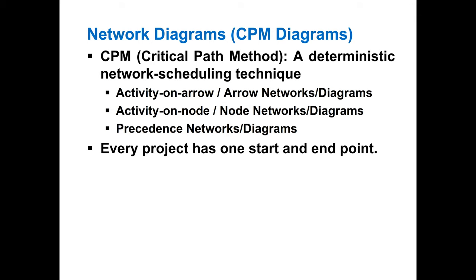For this, we take help of these diagram methods. One we call the arrow diagram, or activity on arrow, or arrow networks. Second, we call it activity on node, or node network, or node diagram. Third, sometimes some people keep it separate, or they consider the node diagram and precedence diagram the same. So the precedence network or precedence diagram, we will discuss when we reach this chapter.